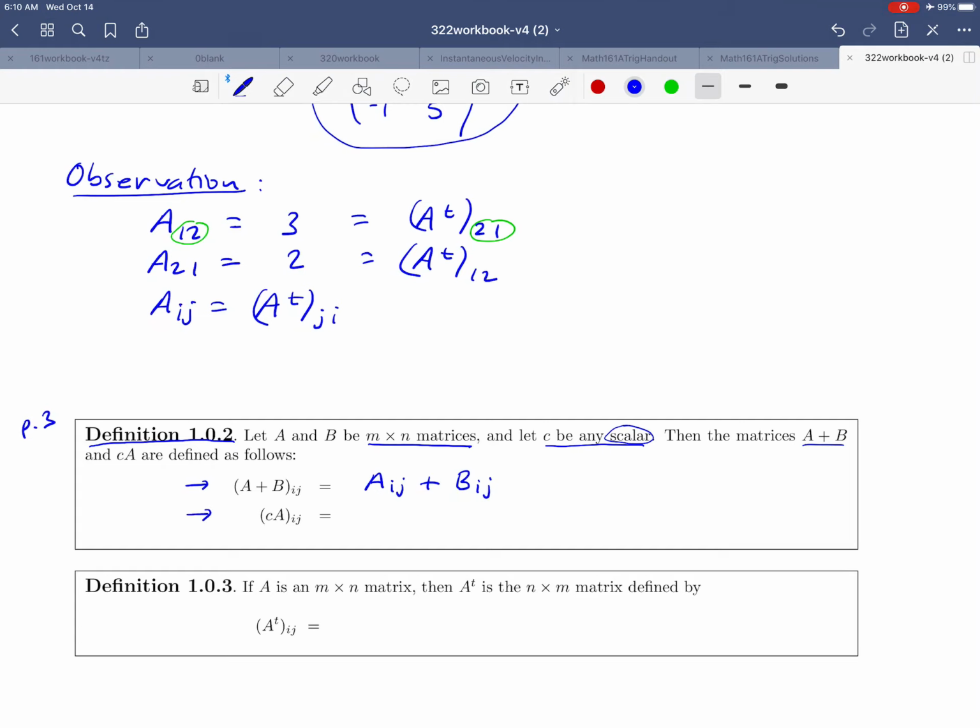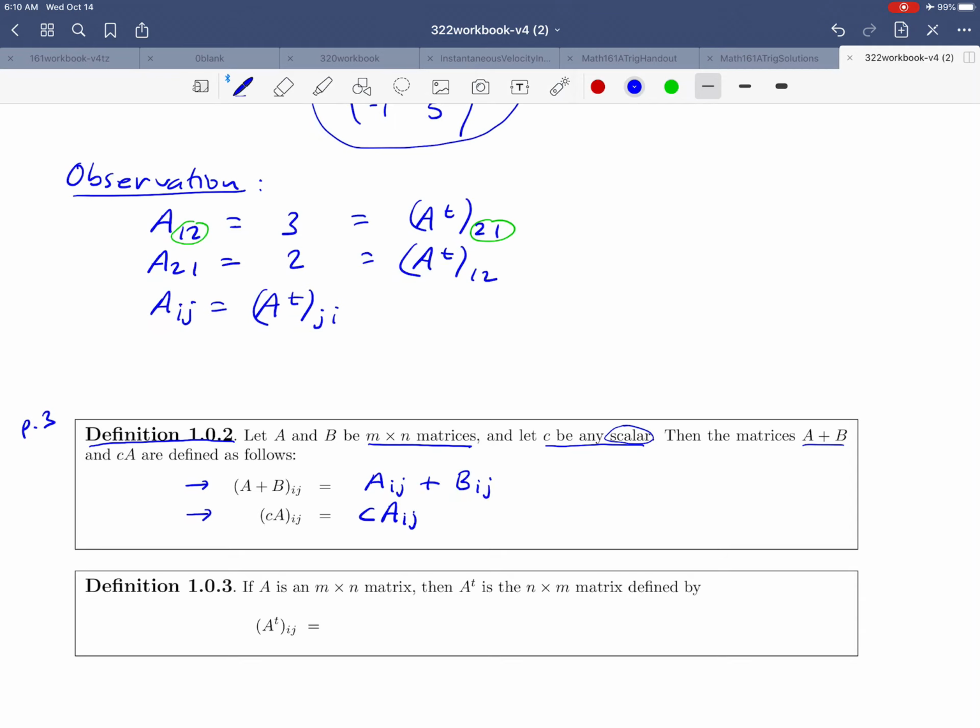Okay, and similarly, if we want to know what an arbitrary entry in the matrix cA looks like, one that's in the ith row and the jth column, we just take the entry in A that's in the ith row and the jth column and multiply by c. And if we do that for every entry in our matrix, we get the scalar multiplication of the matrix A multiplied by the scalar c.